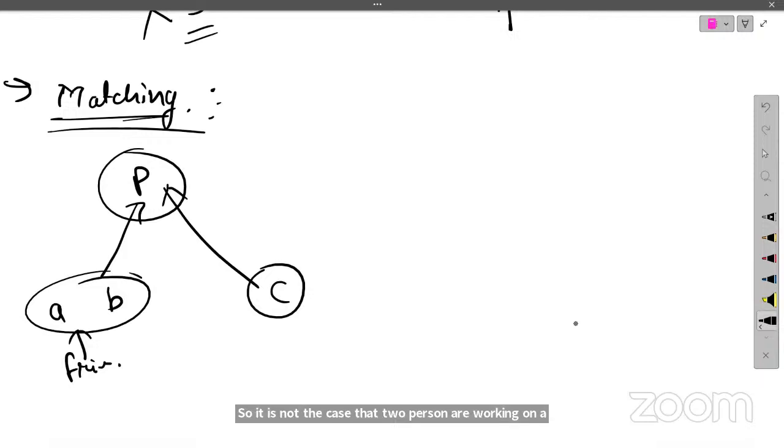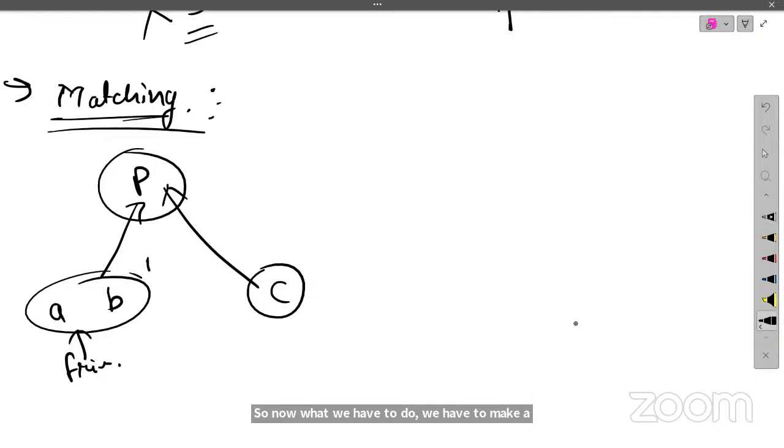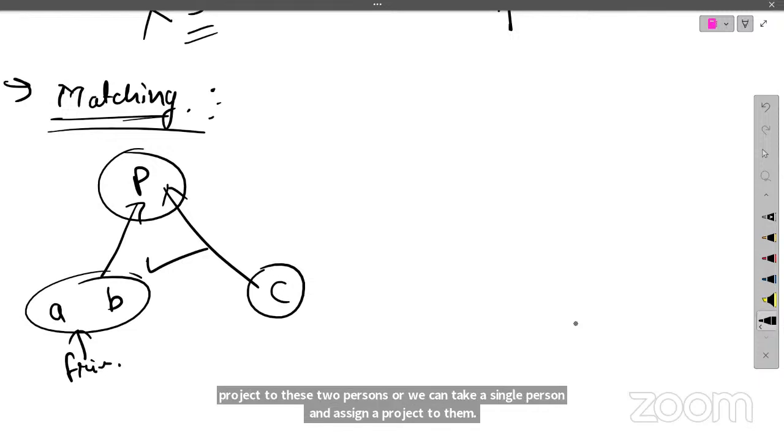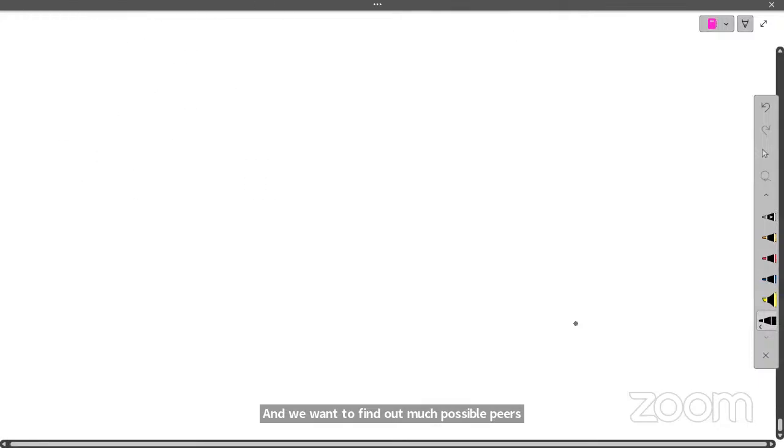So now we have to make a feasible allocation with respect to this condition: if two persons are friends, then they can work on a project. So we can assign one project to these two persons, or we can take a single person and assign a project to them. And we want to find as many possible pairs of such friends as we can. So suppose we again take our graph.